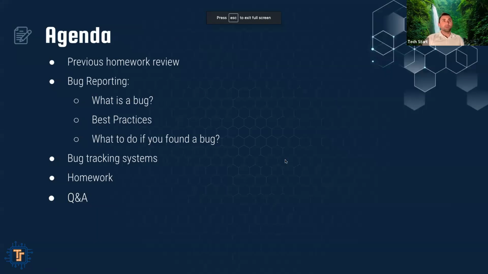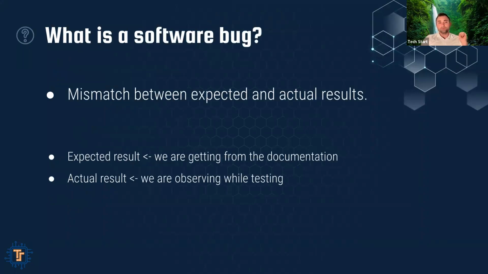So let me start. We did the homework review already. Now we need to just check what a bug report is. And it's very simple. It's just a mismatch between expected result and actual result. So the expected result, as you can see here, you're getting from the documentation, from test cases actually, because what you will be doing is just going through test cases and testing them, like making sure that the text size is this, the color is this. I will show you how to test that because you don't know that yet, like how to test color, for example, right?